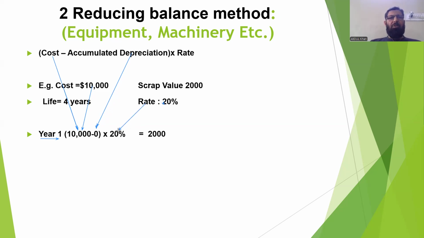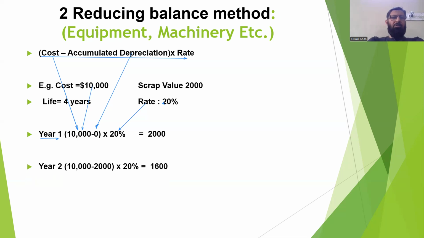As I told you earlier, you don't need to think about the scrap value or the life, because it is not needed here. Simply, in the formula it is written cost minus accumulated depreciation, multiplied by the rate. In the very first year there is no depreciation, so you just put 0 here. This is year one: calculate 10,000 minus 0. When you subtract, you apply the percentage, 20%, and get 2,000. Yes, year one depreciation.